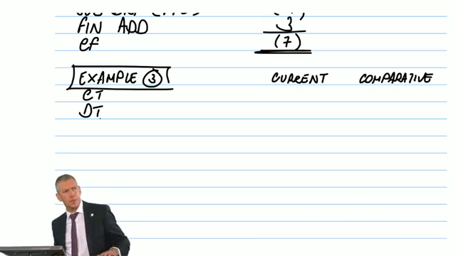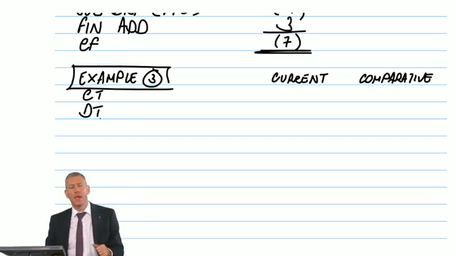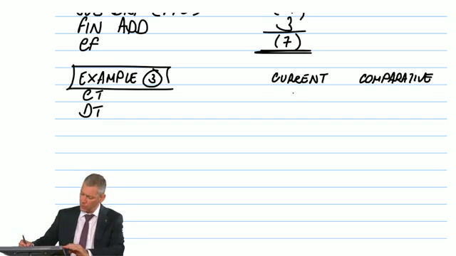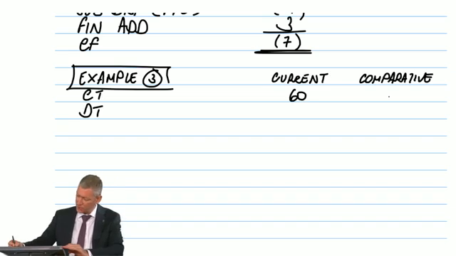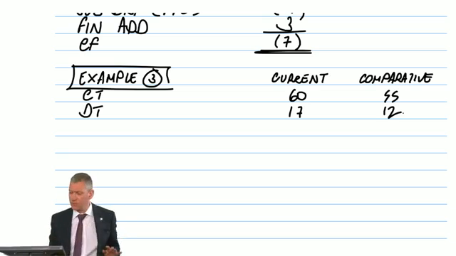Tax is really good to do because it's got these two babies here: current tax and deferred tax. Current tax, we now have 60. We used to have 55. And deferred tax, we now have 17. We used to have 12.